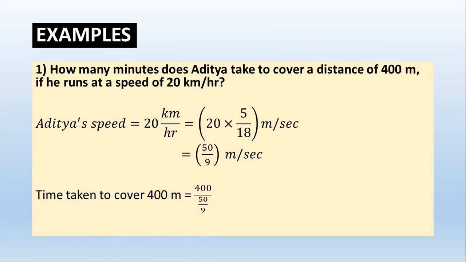So the time taken we can calculate by the same formula. Speed is equal to distance by time, so time is equal to distance by speed. Time taken to cover 400 meters is equal to 400 meters distance by the speed we have just calculated, 50 by 9 meters per second. Simplifying this, we get 72 seconds, which is nothing but 1.2 minutes. Easy one. Let's move to the next one.